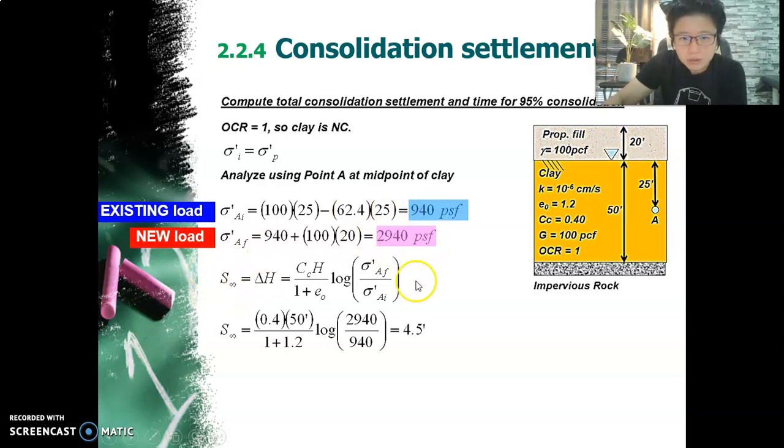So put into this equation, you can see here, what is the settlement that's going to happen under this load? It's going to be Cc H over 1 plus e naught. Everything is given. Cc is also given. Just put it in. Where can we make a mistake? Here. This is log of something over something. So if you don't like it, it's log 2940 minus log 940. This is what we learned in math. Yeah? Do not forget that. And you get the answer. So in this case, the settlement will be 4.5 feet here. Okay, we pause here for a moment.